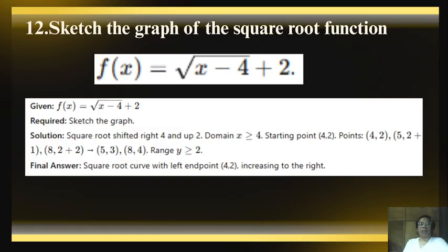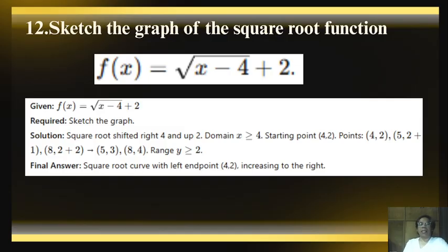It's shifted right 4 because we have x minus 4. When you equate that to 0, you have x equal to 4. And then up 2, so you have your 2 there, the plus 2 in our given function. And the domain would be x is greater than or equal to 4. Why 4? Because x minus 4 is equal to 0, so x is equal to 4. That's why our domain would be x is greater than or equal to 4.